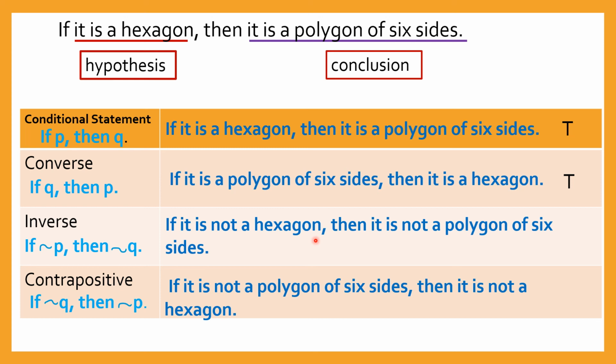If it is not a hexagon, then it is not a polygon of 6 sides, which is also true. How about here? If it is not a polygon of 6 sides, then it is not a hexagon, which is also true. So you notice again, the conditional statement and the contrapositive have the same truth value, the same as the converse and the inverse.